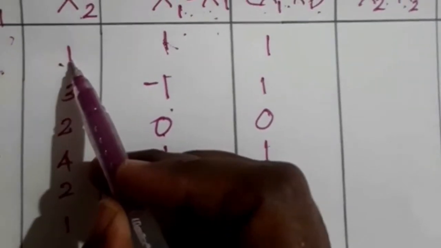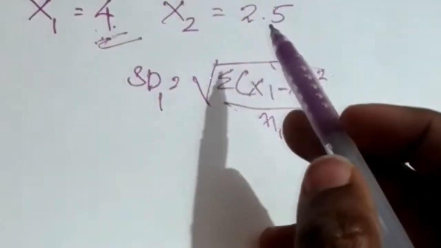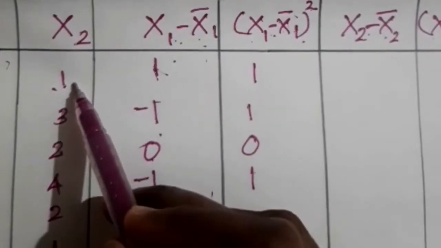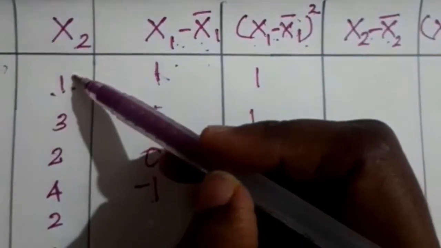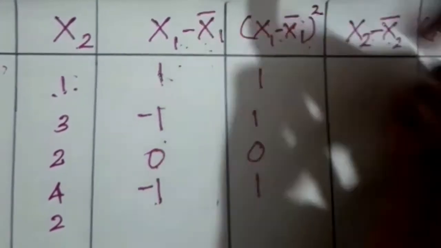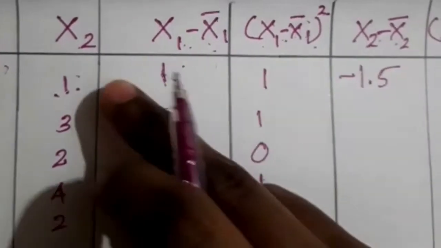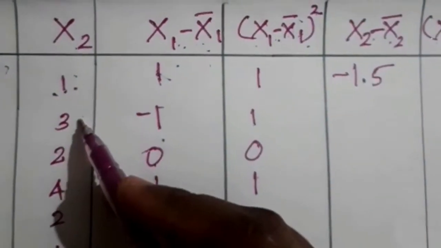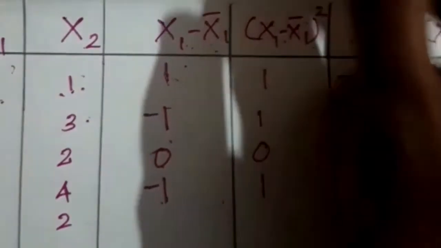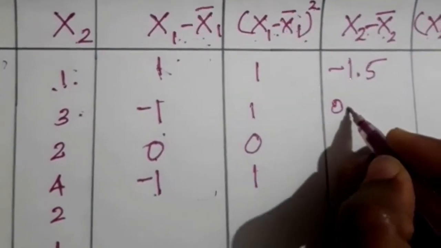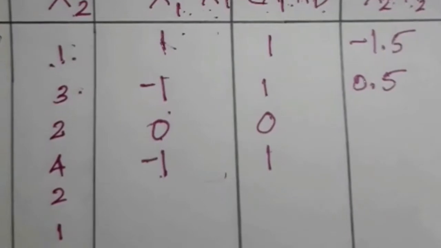Okay, same like x2 minus x2 bar. So here x2 it is 1, x2 bar it is 2.5. Okay, so that means x2 minus x2 bar, that is 1 minus 2.5, is equal to minus 1.5. Then 3 minus 2.5, that is 0.5. So in that way we have to calculate all those values.